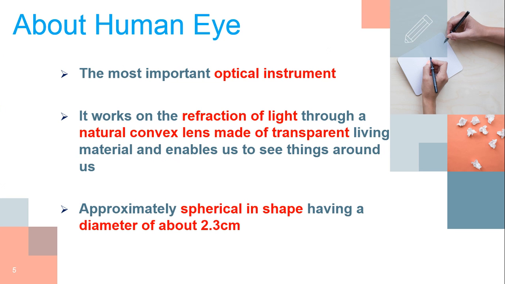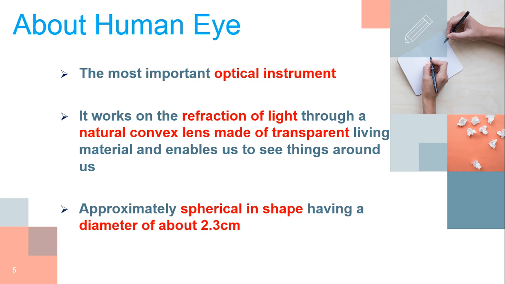Our eye is the most important optical instrument, gifted by God. It works on the refraction of light through a natural convex lens made up of transparent living material and enables us to see things around us. So our eye has an eye lens. It's just like a convex lens. Light passes through the front part of our eye and the convex lens focuses the light onto the screen.